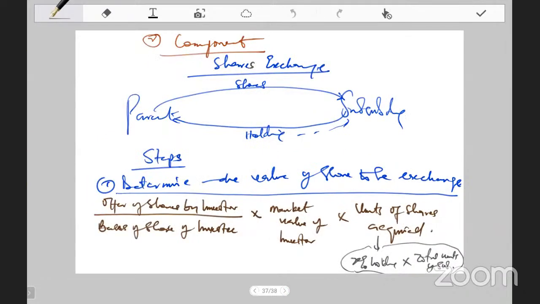Next, we now say that the second component is the share exchange. And this is what we always have, that in order for the parent to get the holdings of the subsidiary, he needs to issue his own shares. That means this is a person that does not have money. We now say there are steps that we need to follow. Number one is that we need to determine the value of shares to be exchanged. And for us to determine the value of shares to be exchanged, I designed this formula. Although I can say it with all pride that it's not in any textbook, we have what we call offer of shares by investor divided by the basis of shares of investee. That means the investor is telling you, this is the unit of shares I'm giving you.